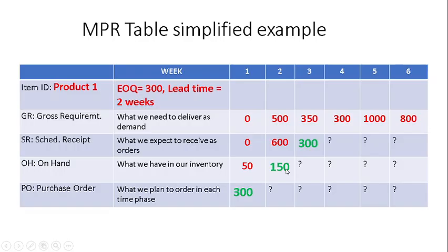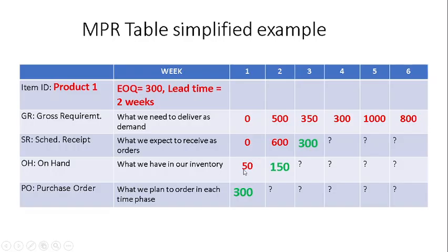of the second week. Now, the question here is, if I reach the week 3, I'm supposed to deliver 350 units, but can I deliver them without any new order from my suppliers? We can see that I have 150, so I need another 200 units. So I need to place an order. But as I said, we have a lead time of 2 weeks, which means that I have to place my orders at least 2 weeks before.